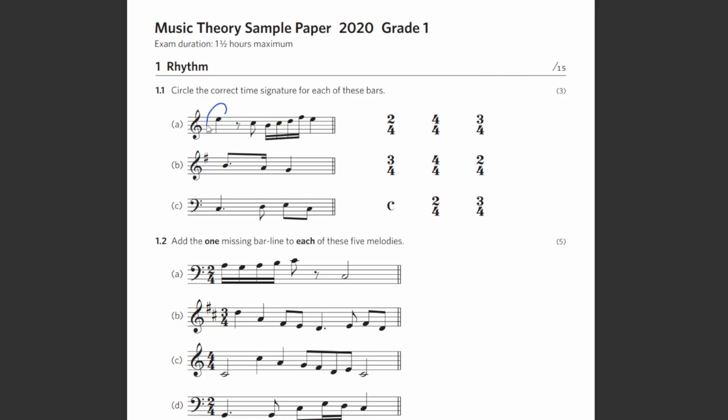So this is one crotchet beat. 2 quavers equals 1 crotchet, so this is another crotchet beat. This is the third crotchet beat, and this is the fourth crotchet beat. So 4 crotchet beats in a bar. So the time signature is 4/4 time.